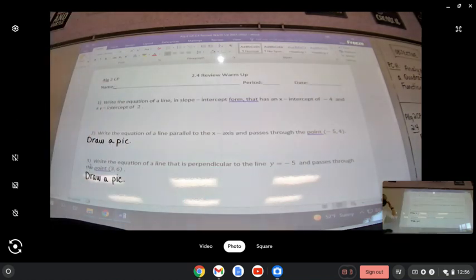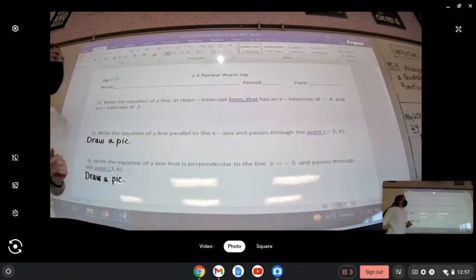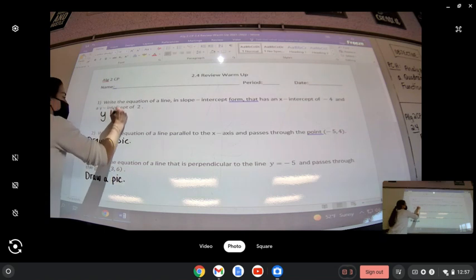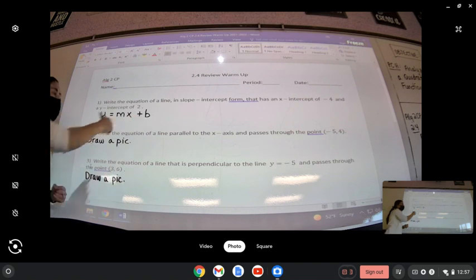All right, look at question number 1. This is exactly the same question as yesterday's warm-up, so hopefully you remember what to do now. It says, write the equation of a line in slope-intercept form that has an x-intercept of -4 and a y-intercept of 2. Who's your go-to formula? Yep, perfect. So we hope for M, the slope, and we hope for B.